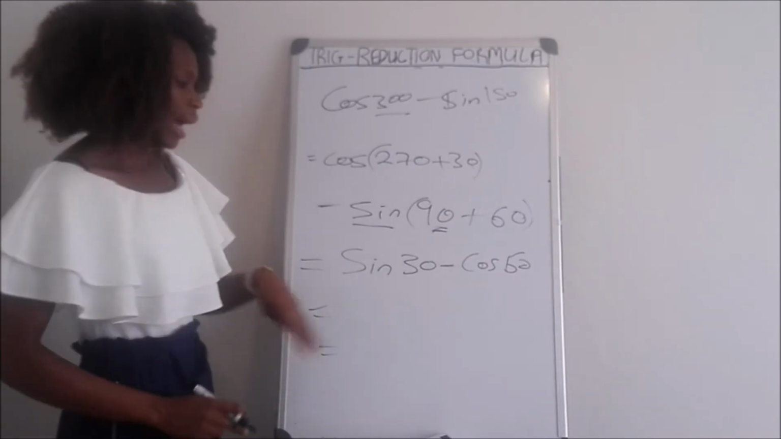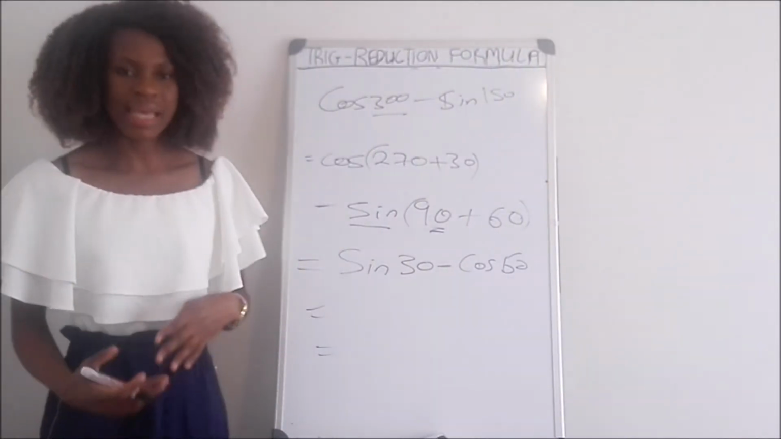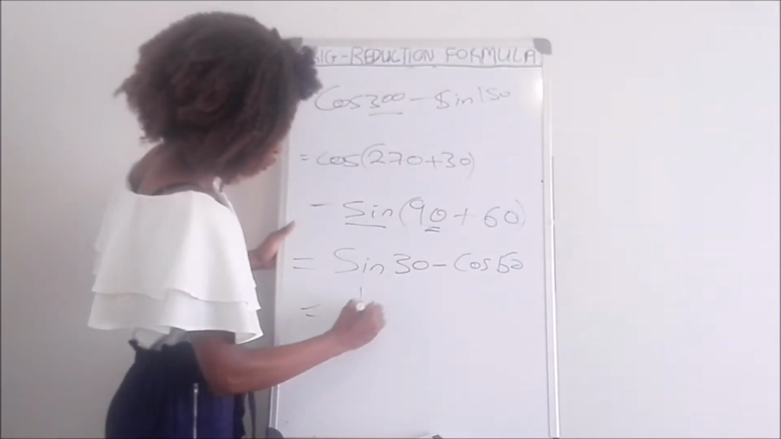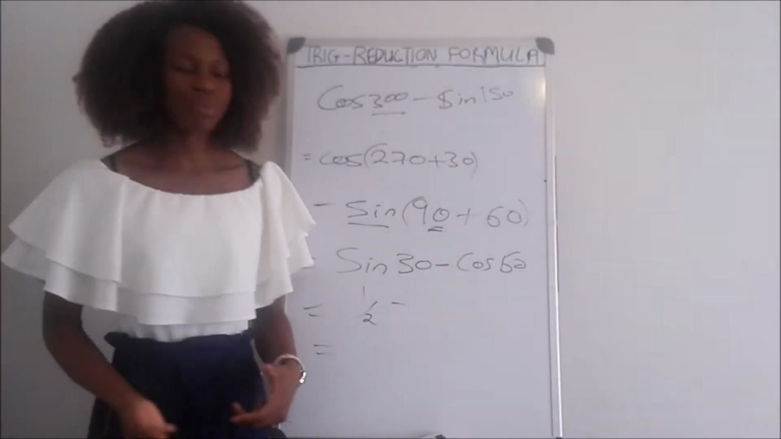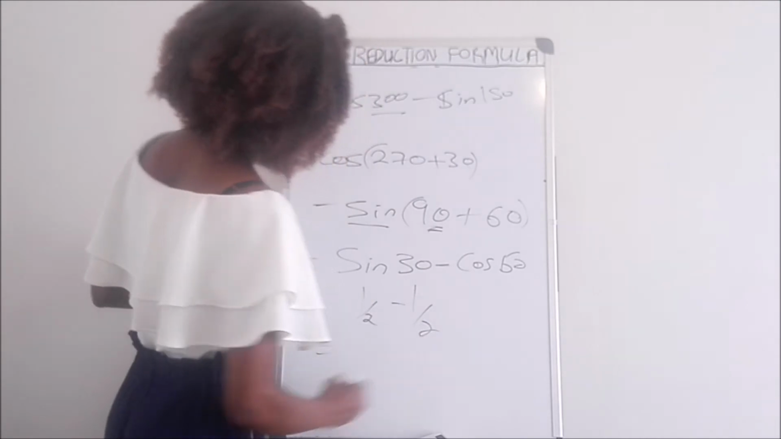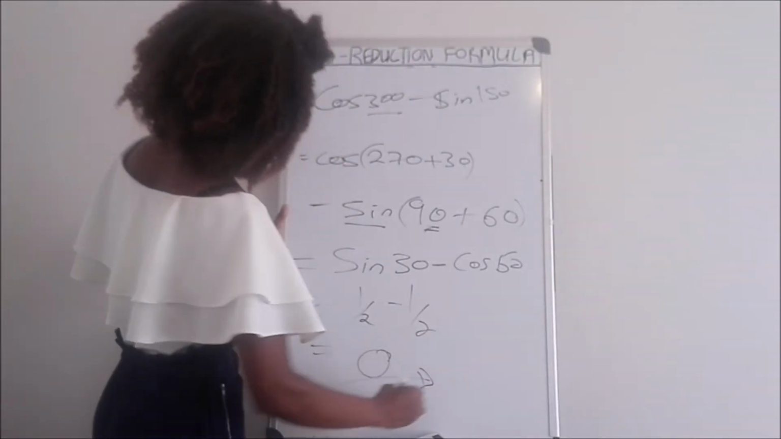Then from here, according to special angles, sine 30 is equal to 1 over 2 without any use of a calculator. And cos 60, according to special angles, is also equal to 1 over 2. Still, our answer is equal to 0.